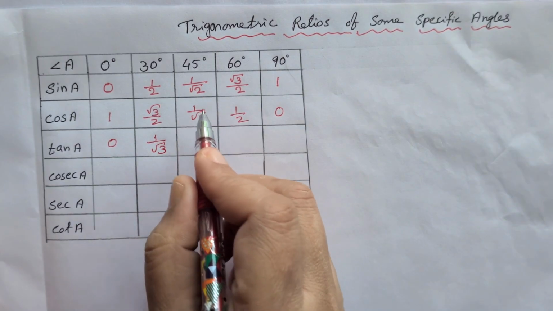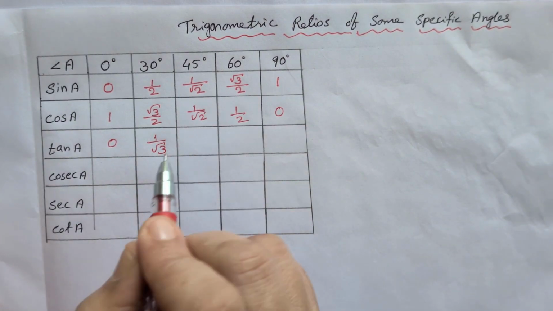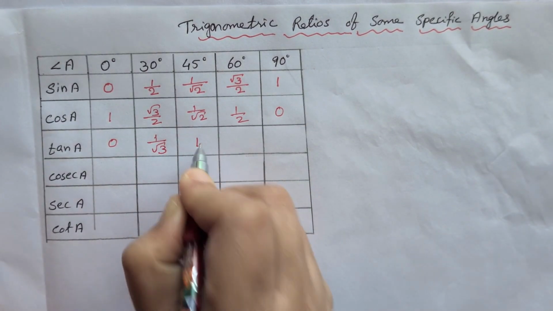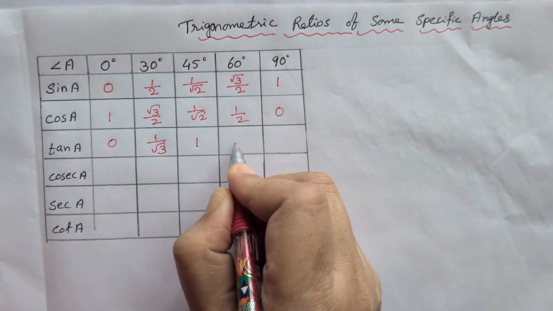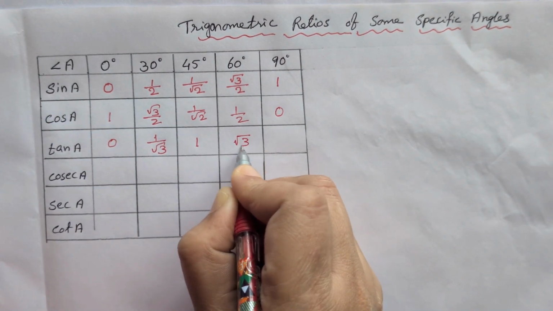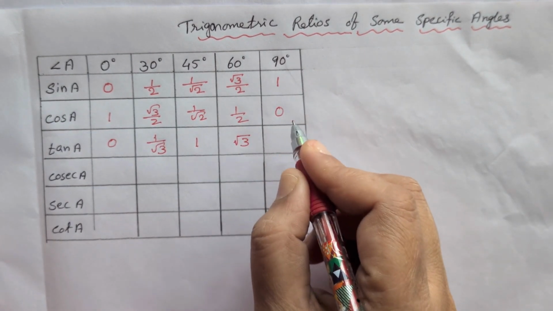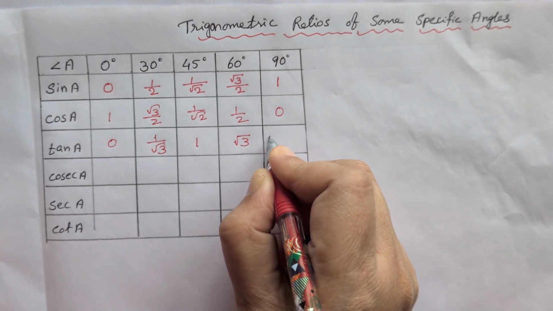Here root 2 will cancel. Both the denominators will cancel, then 1. Here also 2 will cancel, and tan 60 means root 3. Here 1 by 0 is coming, that is not defined.